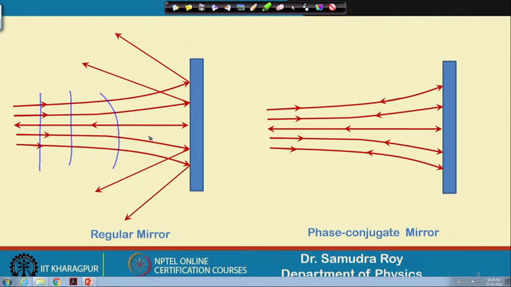But for the same light, if it falls on a phase conjugated mirror, then the light will go here, and then from here it will be reflected back in the same direction. So, this is a very unique kind of mirror, and if some image is distorted, then by using this phase conjugated mirror, we can make this image more perfect.